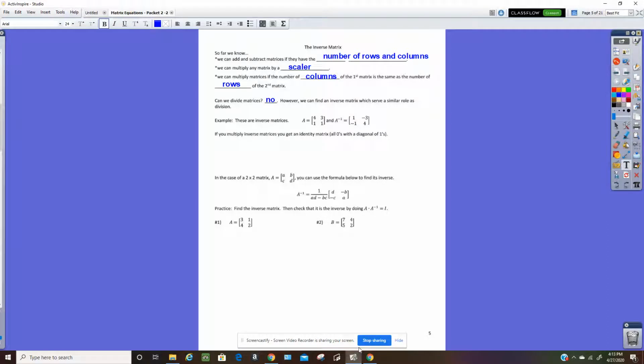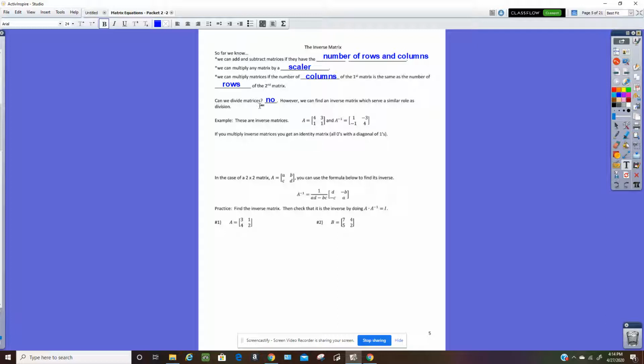All right, here's another video on determinant and inverse. So far we know that we can add and subtract matrices if they have the same number of rows and columns. In other words, if they have the same dimensions or order. We can multiply any matrix by a scalar. We can multiply matrices if the columns of the first matrix is the same as the number of rows of the second matrix.